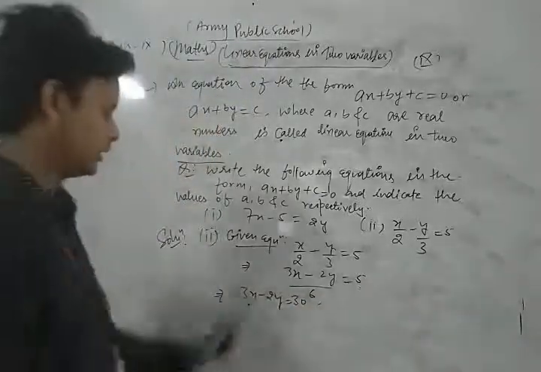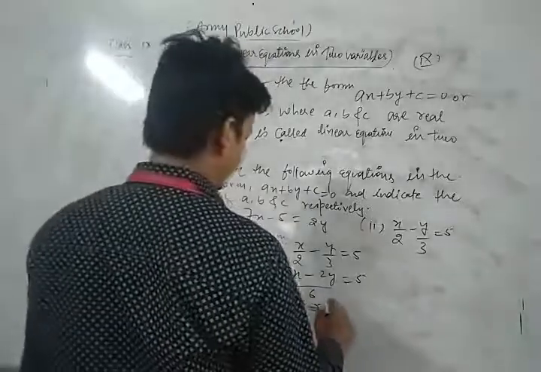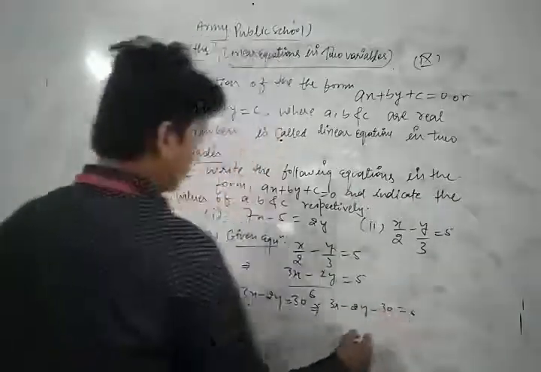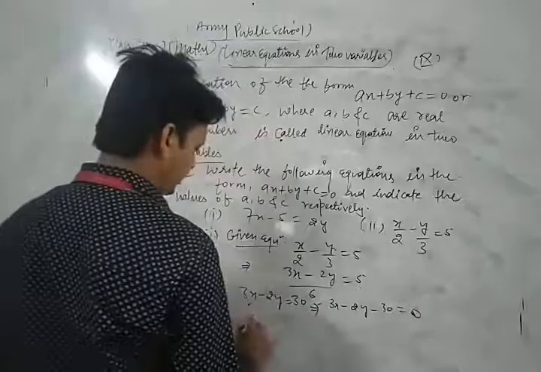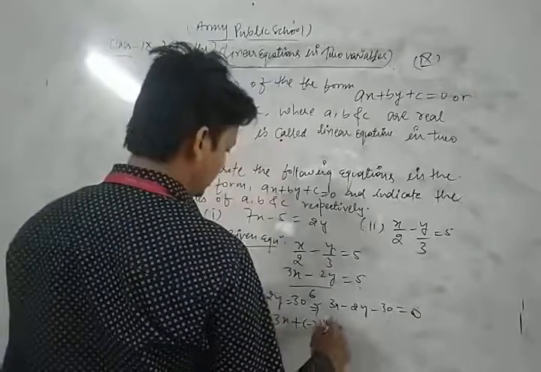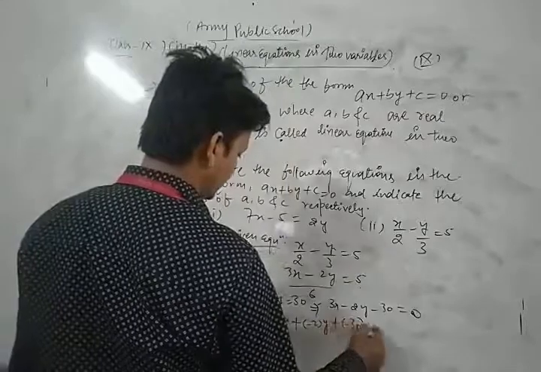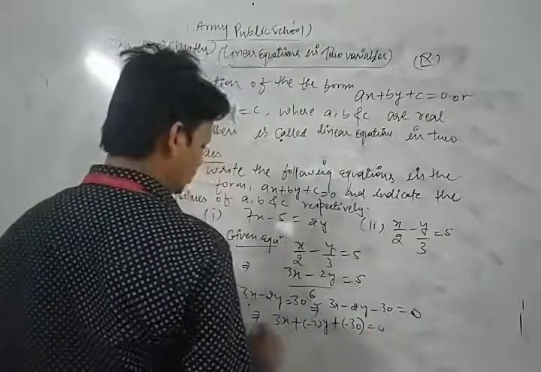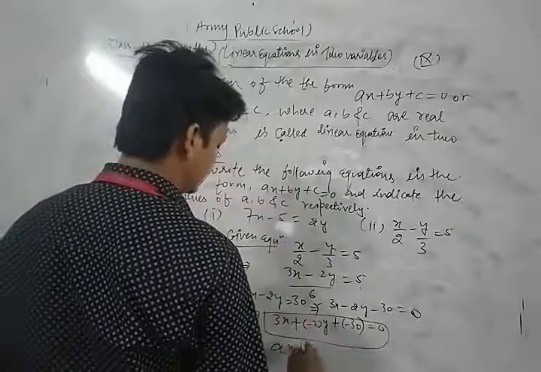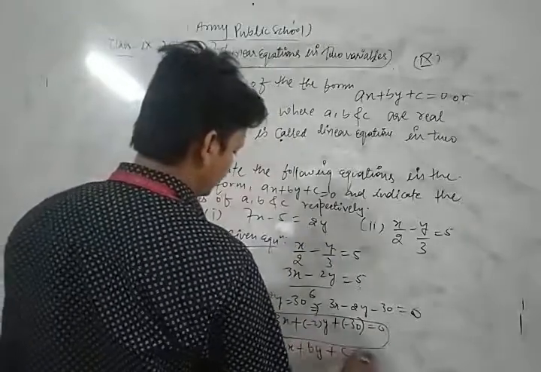Now we transfer that to the other side. So we get 3x minus 2y minus 30 is equal to 0. Now we can write 3x plus (minus 2)y plus (minus 30) is equal to 0. Now this is the original form of the linear equation, ax plus by plus c is equal to 0.